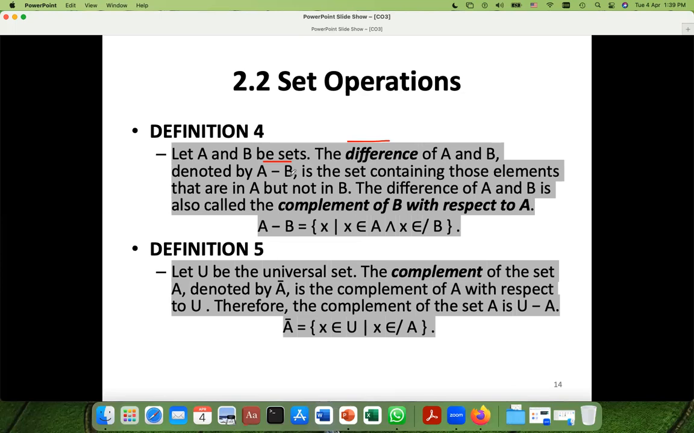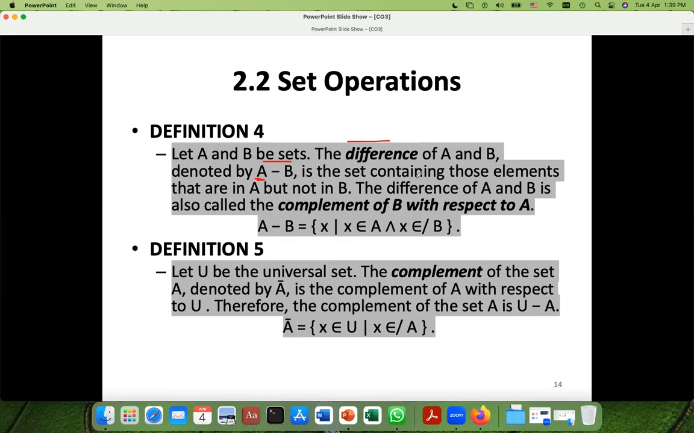You have to remove all the elements of B from this A, and whatever will be left in A, that would be the answer for A minus B. And if you do B minus A, you have to remove the elements of A from B, and whatever elements are left in B, that would be the answer for B minus A. So that is the definition.